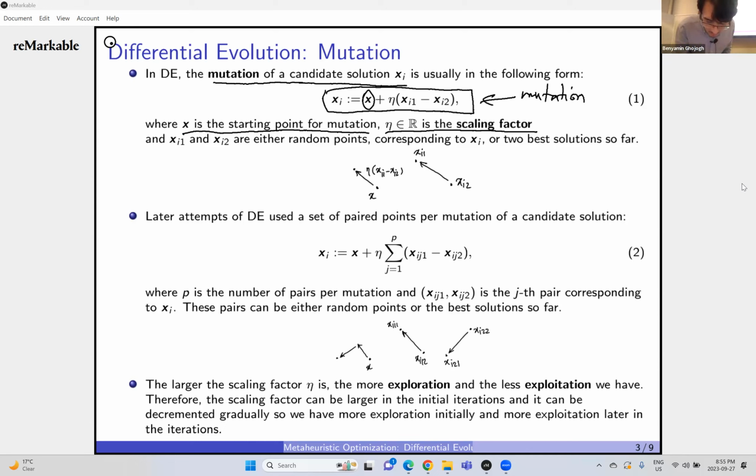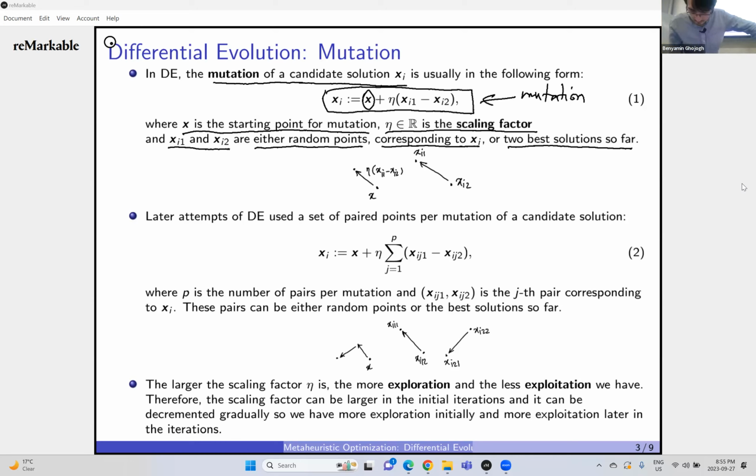Xi1 and xi2 can be either random points in the space, because in mutation we need to have randomness, right? Or they can correspond to xi, or be the 2 best solutions found so far. Of course, if you choose xi1 and xi2 to be random, you explore more. If xi1 and xi2 are the 2 best found solutions, you exploit more. So it's a trade-off between exploration and exploitation for choosing xi1 and xi2. Agree?